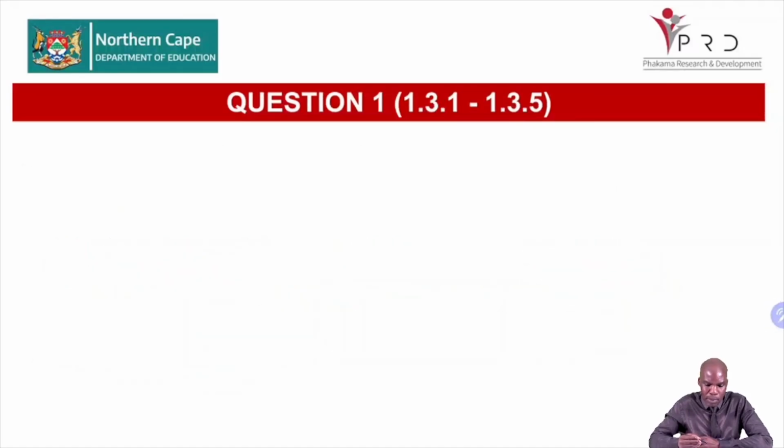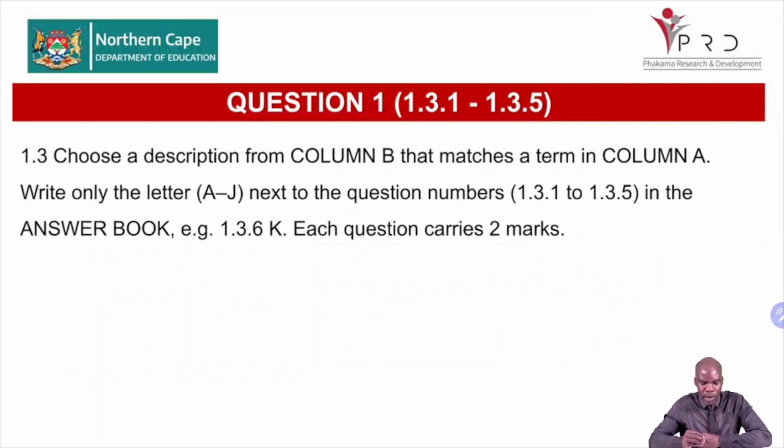And the last segment is comprised of questions 1.3.1 to 1.3.5. All right, let's look at the instructions. The instructions say, choose a description from column B that matches a term in column A. Write only the letter A to J. So you've got letters A to J next to the question numbers 1.3.1 to 1.3.5 in the answer book.